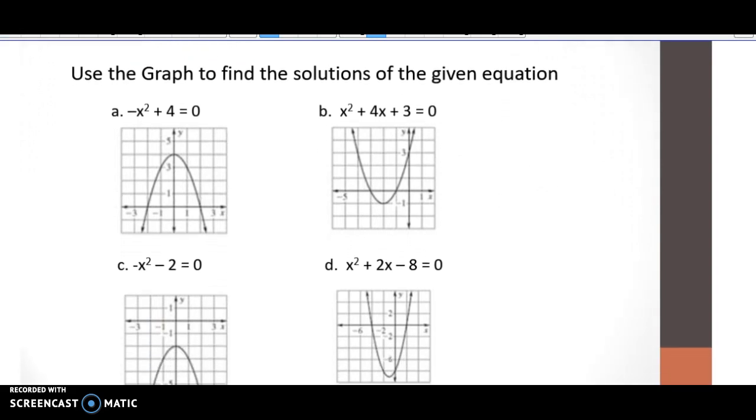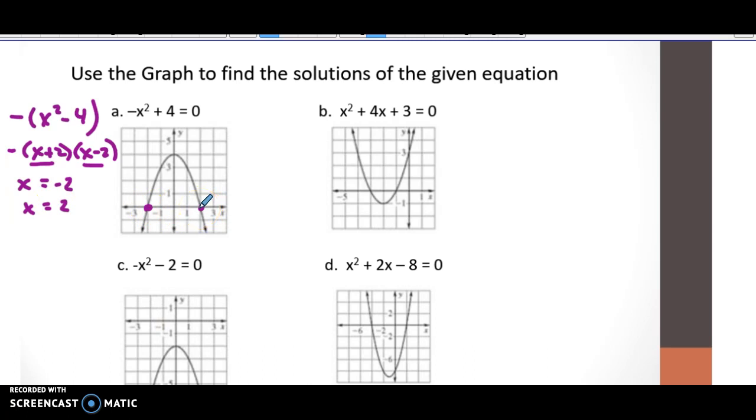So before, we might have looked at how to factor this. So I might have said, okay, I could factor out a -1, and that would give me x squared minus 4. And now I have the difference of two squares pattern, or I can factor this to x plus 2, x minus 2. And then if I set each of these factors equal to 0, I see that my roots are -2 and +2. But if I have the graph, I can just look at my graph and I can see that my roots are -2 and +2.